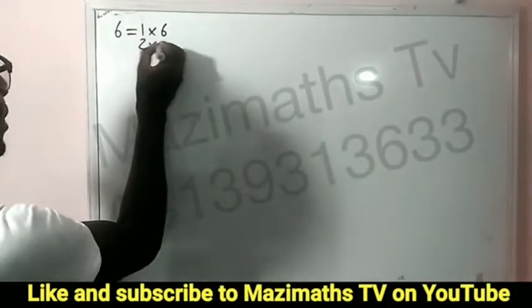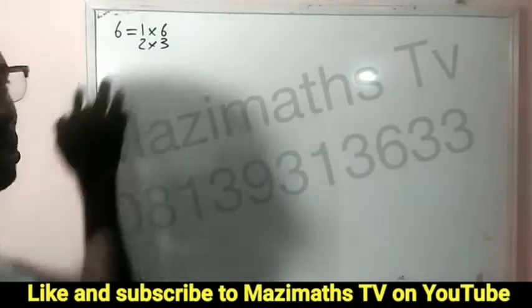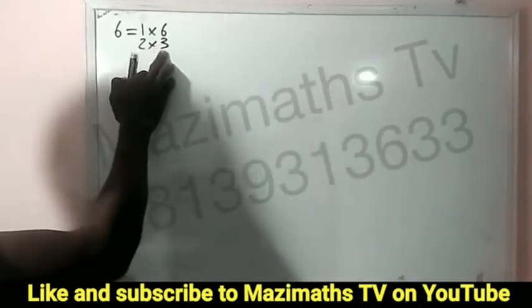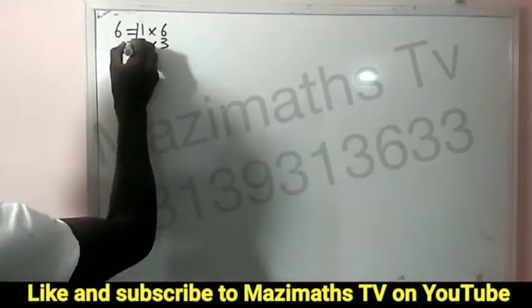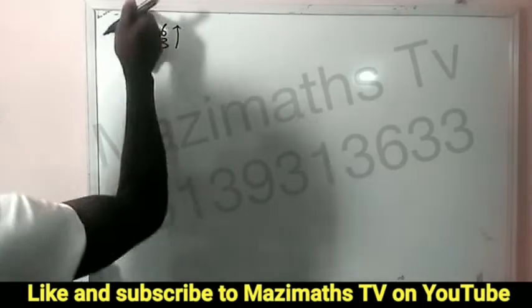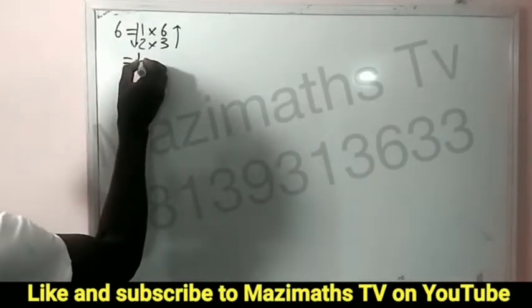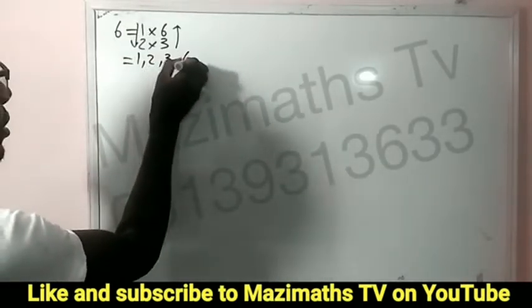So you have 2 times 3. Now, after 2 is what? 3. But we've already used 3 here. Okay, so that's where I'm going to stop. So this from here to here and then from here to here. So these are the factors of 6. That will be 1, 2, 3, and 6.